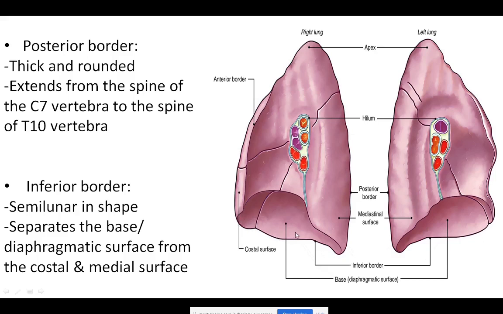It is semilunar in shape. It is not completely circular, okay? It is not rounded, it is not circular. It is semilunar in shape. And it separates the base. This inferior border separates the base of the lung, or the inferior surface of the lung, also known as the diaphragmatic surface of the lung, from the costal or the medial surface of the lung. You understood? Yes, ma'am. Okay.